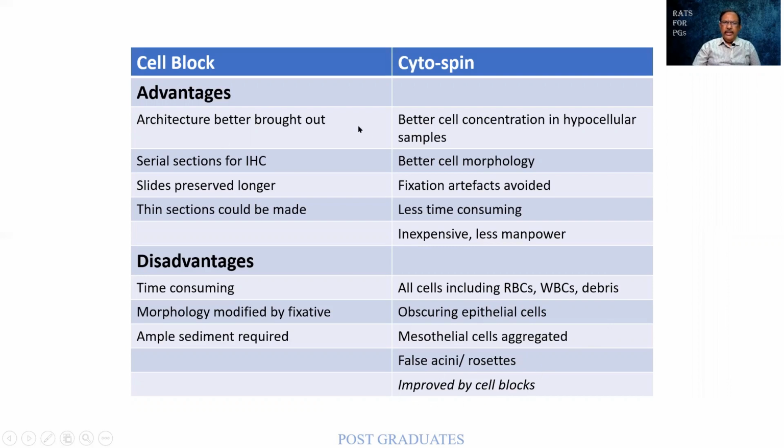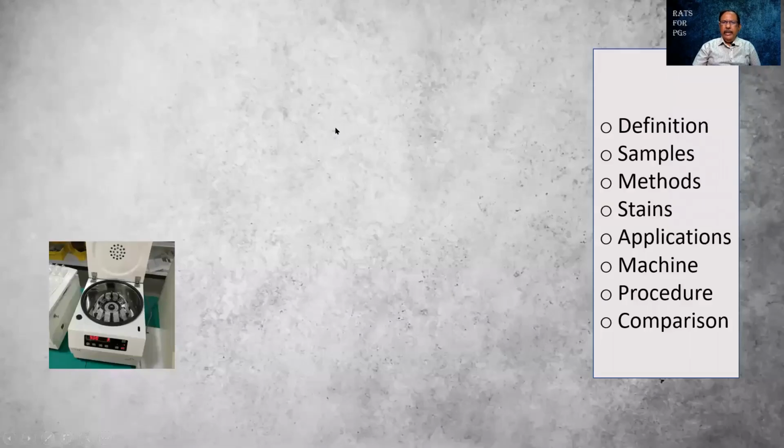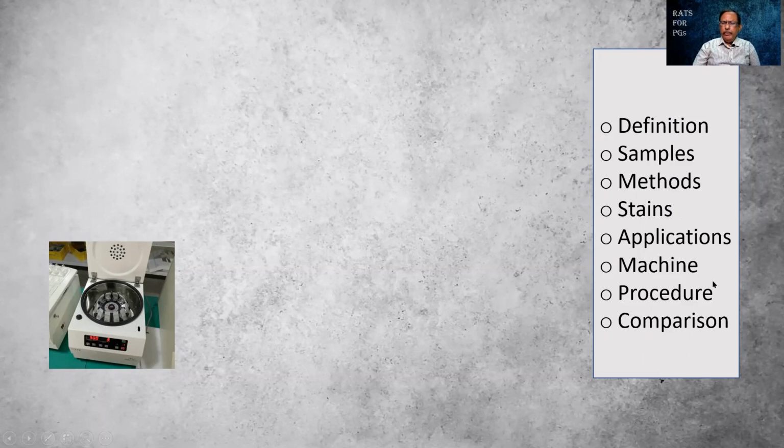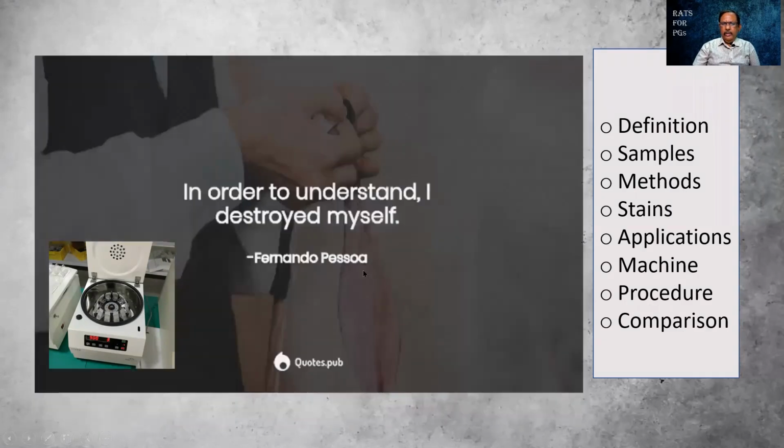So the advantages and the disadvantages of the cytospin and the cell block, please learn by heart, it is important for you people. And in this class we had seen the definition, the samples, the methods, the stains, the applications, the machine particularly, the procedure. This will be the key for the entire answer. How you are going to load it, prepare the slides and ultimately do the staining and compare the cytospin and the cell block. And there is a machine over here.